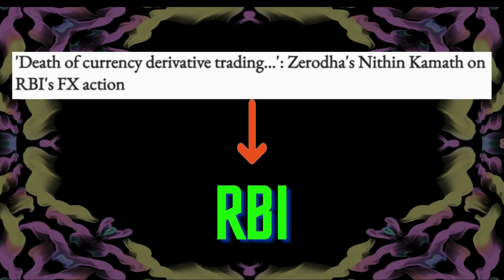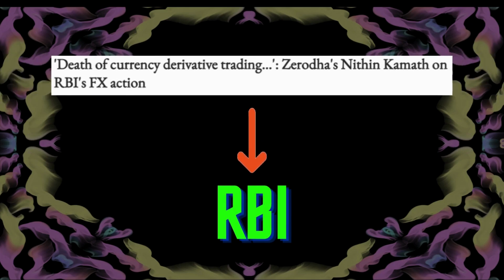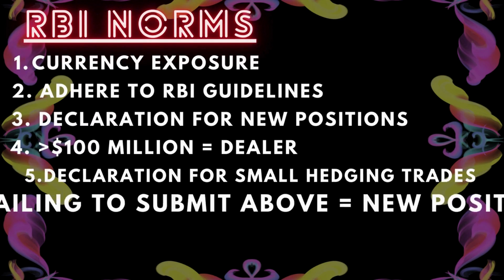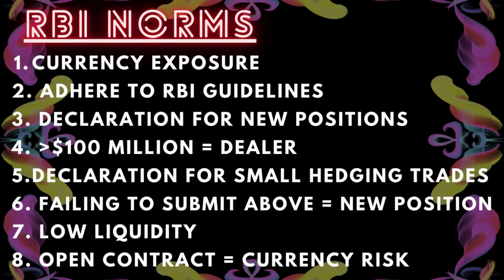However, experts predict that this new requirement will significantly reduce trading volumes in currency derivatives. Now, what are these new norms? Well, here is a list. To trade currency derivatives on the stock exchange, traders are required to have currency exposure, in line with RBI regulations. Zerodha advises closing open positions by April 5 to adhere to RBI guidelines. Starting April 4, users can close existing positions but must provide a declaration to initiate new ones.